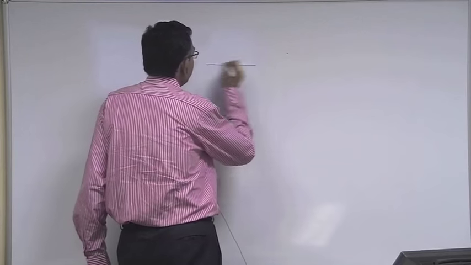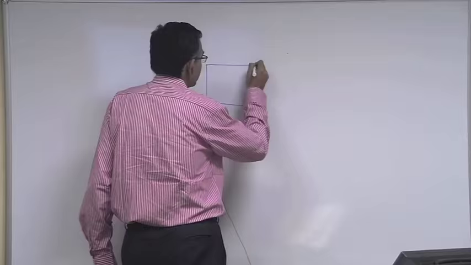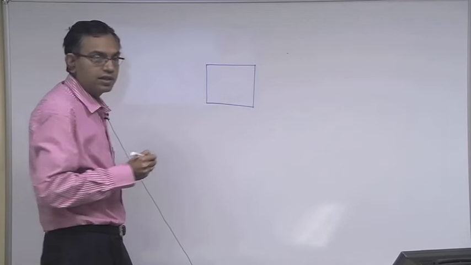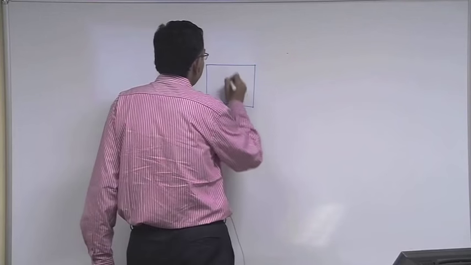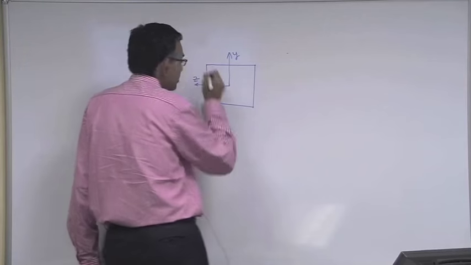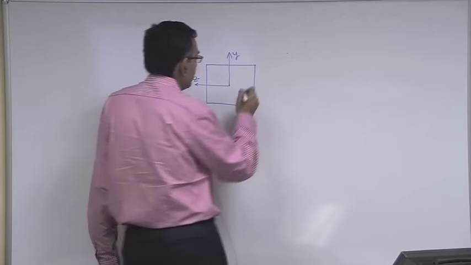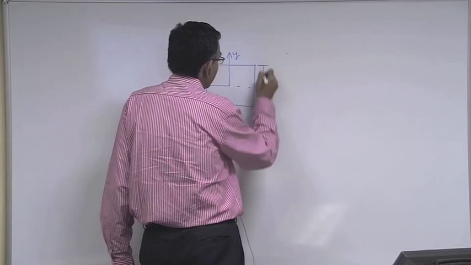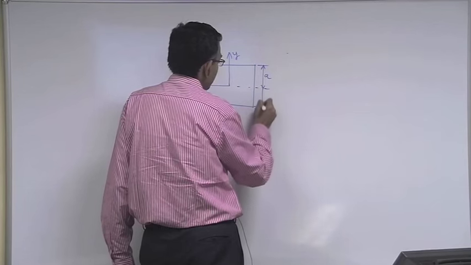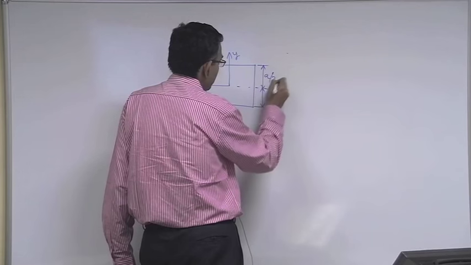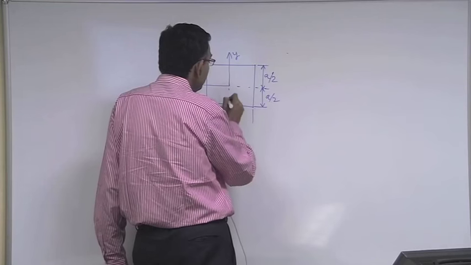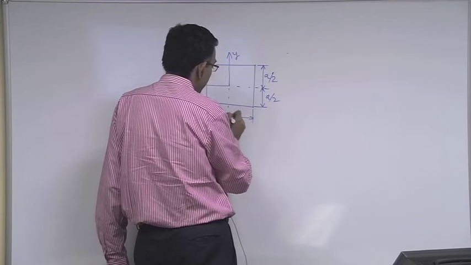So, just to recapitulate, this is the cross section of the rectangular channel. We set up our y axis and z axis like this, and the dimensions of the faces are A and B.